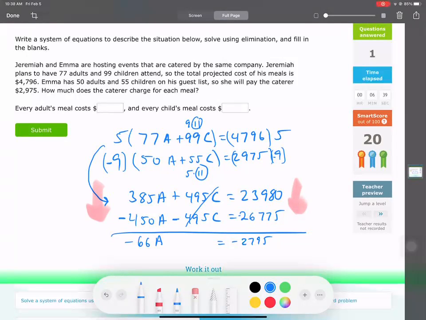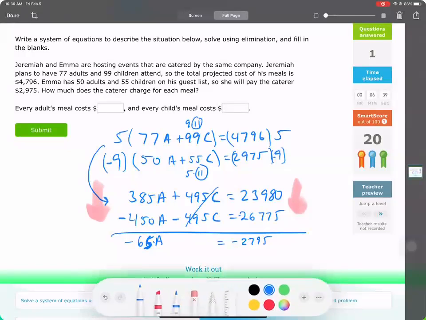Oh, wait, what? Did I make a mistake someplace? Let me pause. Sorry, it wasn't 56, it was 65. It was 65 here. That was a 5, folks. I'm sorry. 65. So 2,795 divided by 65. Oh, darn it, what? Okay, never mind, it's going to work.